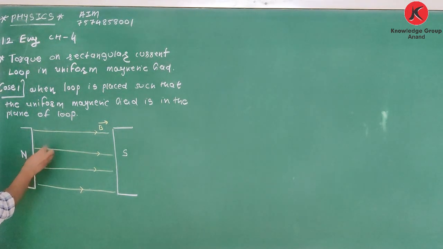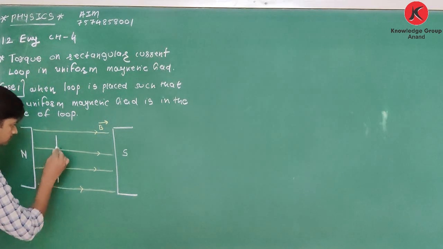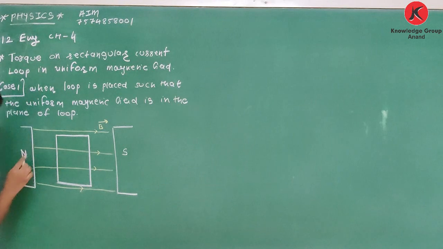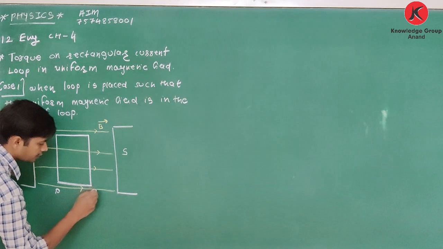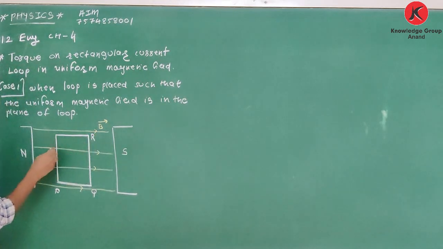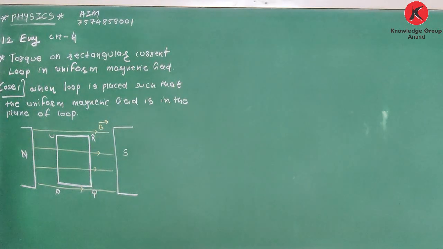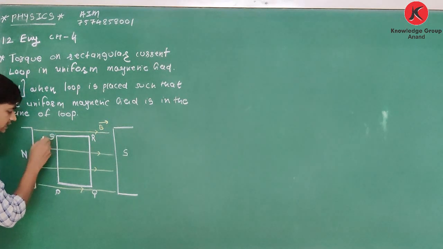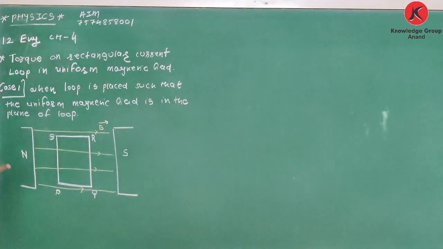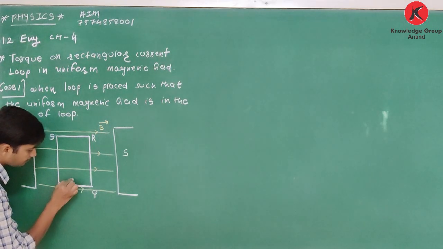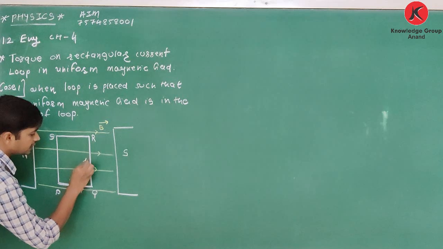See, it is the loop. Now let this loop be named P, Q, R, S. Why S? Because it is from south. So we have one rectangular loop P, Q, R, S. Let this side be A and this side be F.